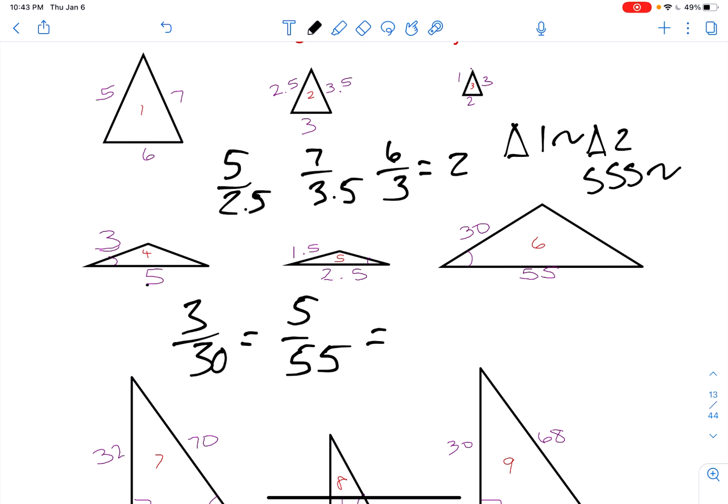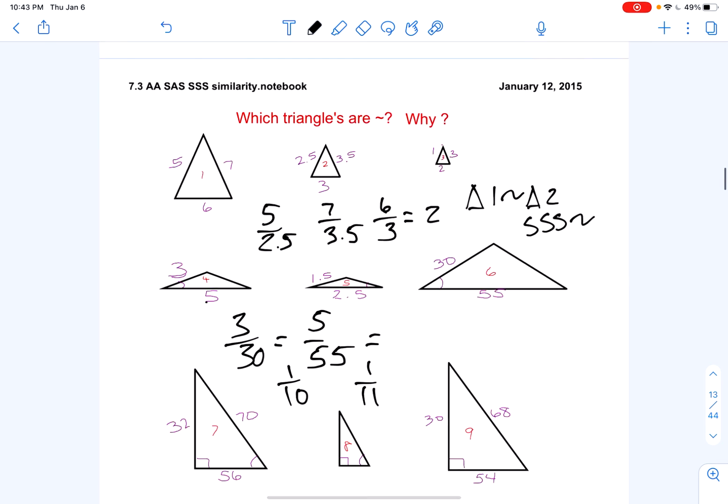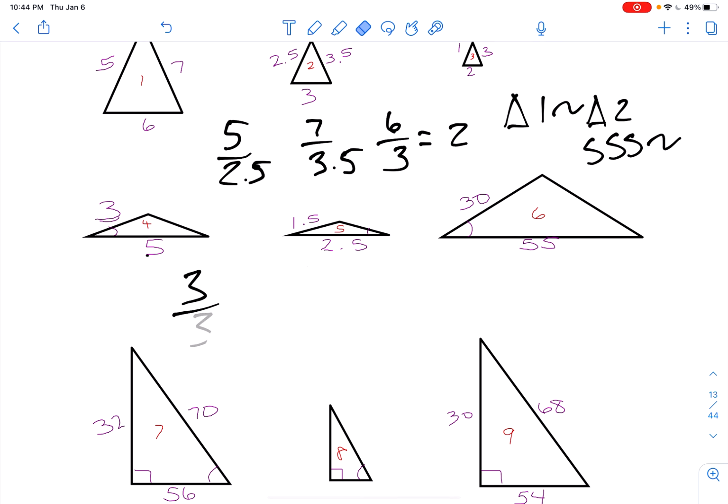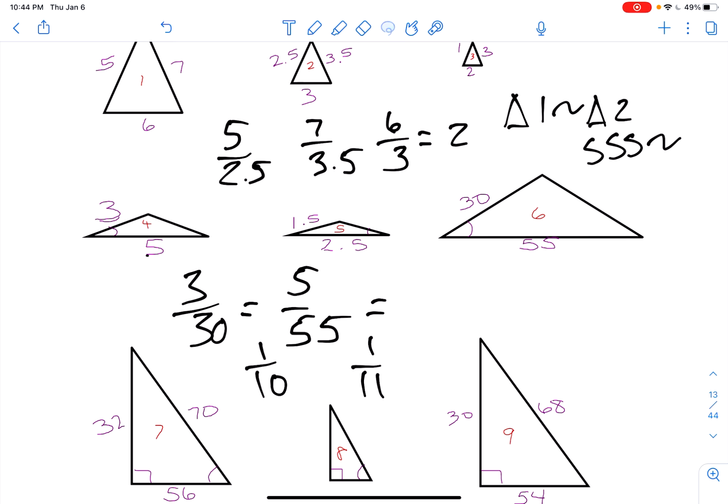So 3 divided by 30 is 1/10. 5 divided by 55 is 1/11. So are they similar? Are 4 and 6 similar? No. And 5 is not similar to either of them because the angle is in the wrong spot. So in this case, none of them are similar.